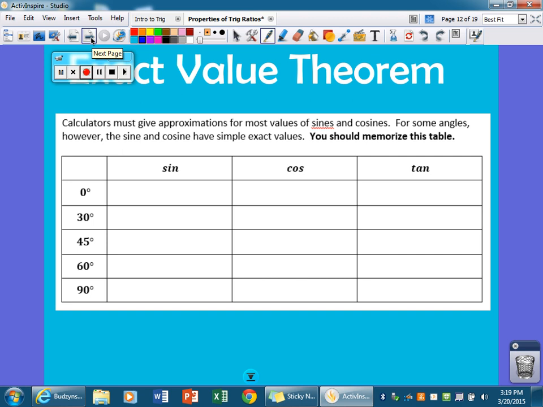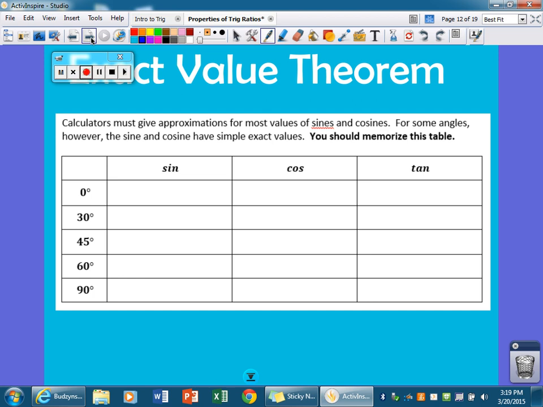Okay, here is one of the most important parts of this whole unit now. Sometimes we are going to need to use our calculators. Sometimes we need to memorize stuff. So calculators give us approximation. We've kind of realized that when we get a little bit different numbers depending on when we round.